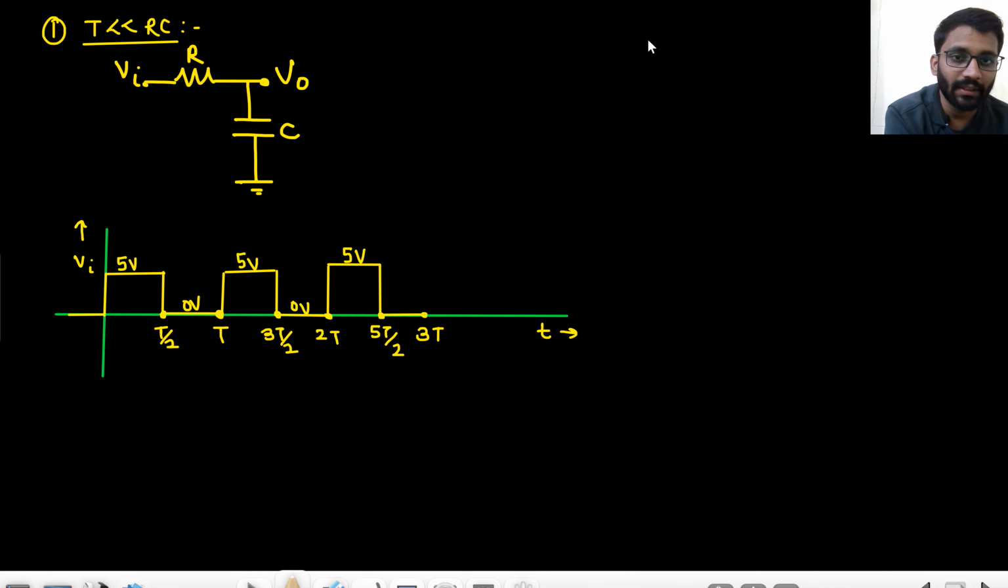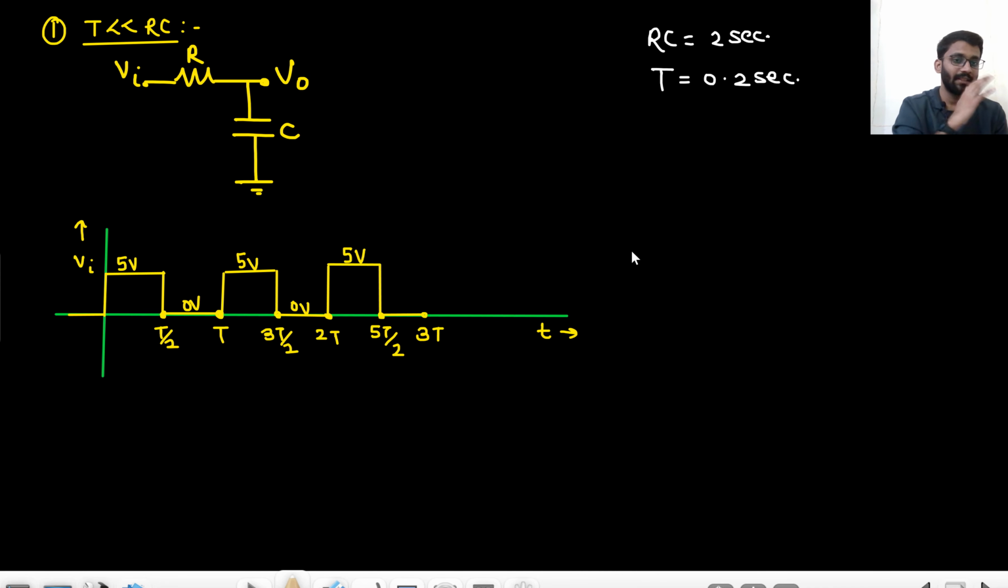This is the condition given, T very less than RC. Let's just assume RC is some 2 seconds. So how much T would you expect? T is some 0.2 second. Very less. So let's assume you apply 5 volt, but that is applied only for 0.1 second. T by 2 would be 0.1 second. So 5 volt is applied only for 0.1 second, and the time constant is 2 seconds. What do you think will happen? Will it charge to 5 volt? No. It will charge very less.